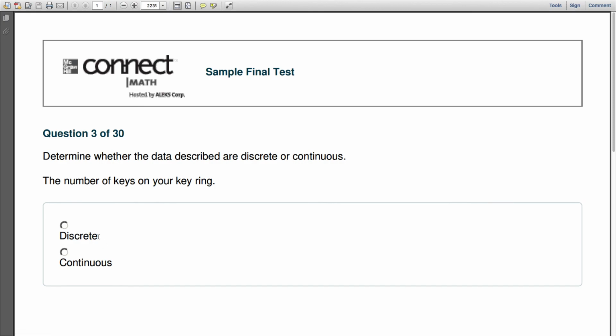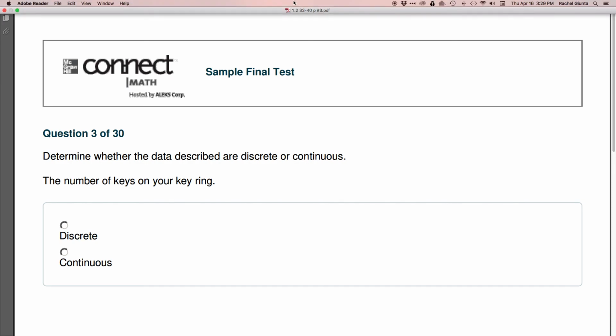So other examples of discrete would be how many people are in a certain class, or how many dogs you own, that kind of thing. Anything that you could count up to get the answer would be discrete. So that's it for the first 3 questions. We'll move on to chapter 2.